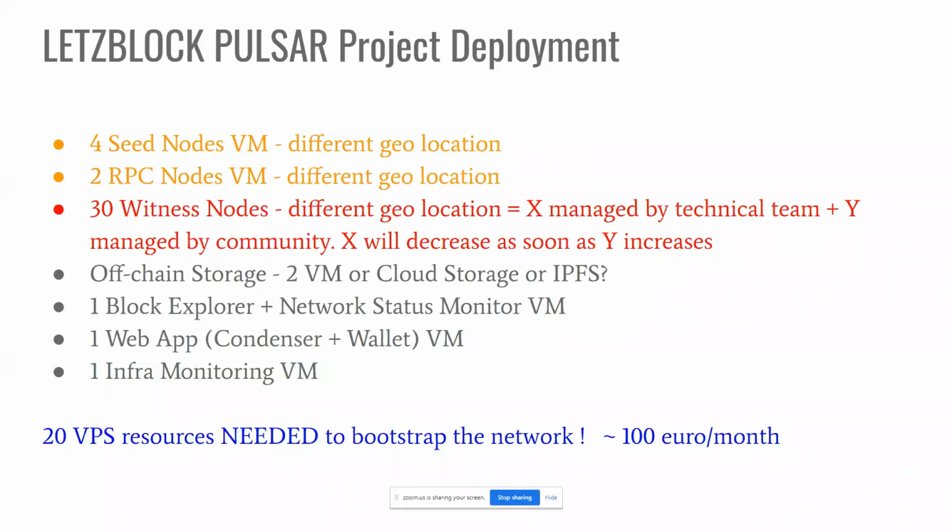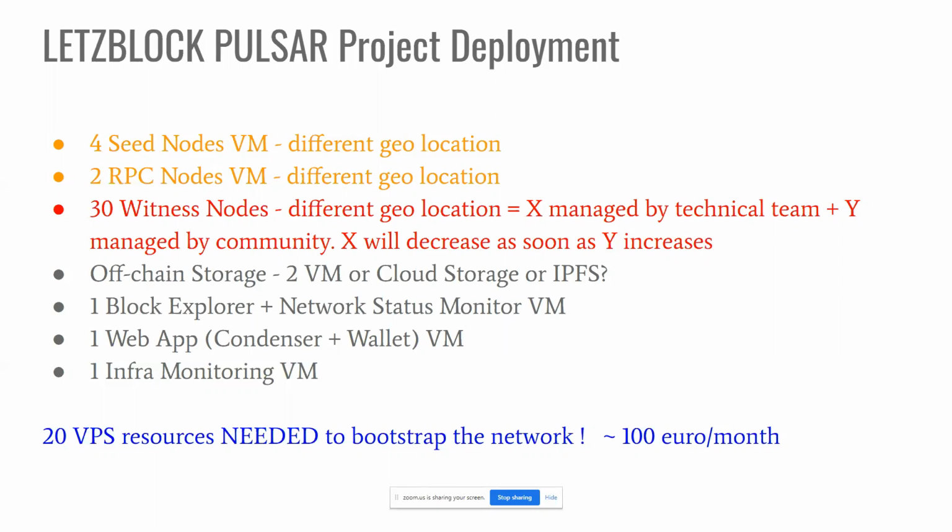If we decide to go for off-chain storage, again, our recommendation is to use even 2 virtual machines in a cluster, or to use public cloud storage from Amazon, for example, or to think about designing or implementing an IPFS solution.